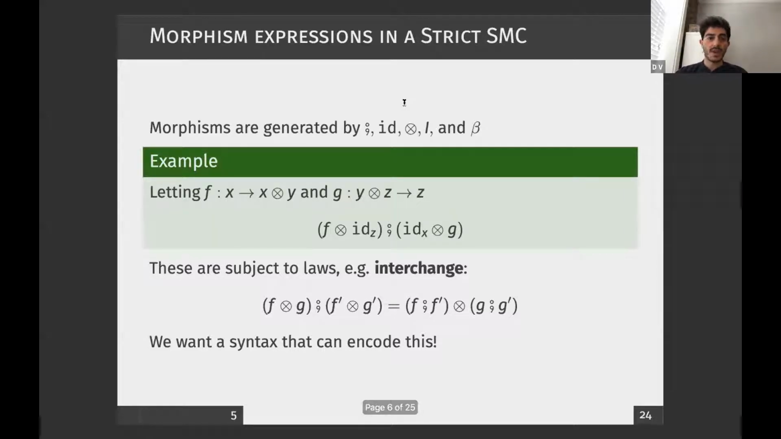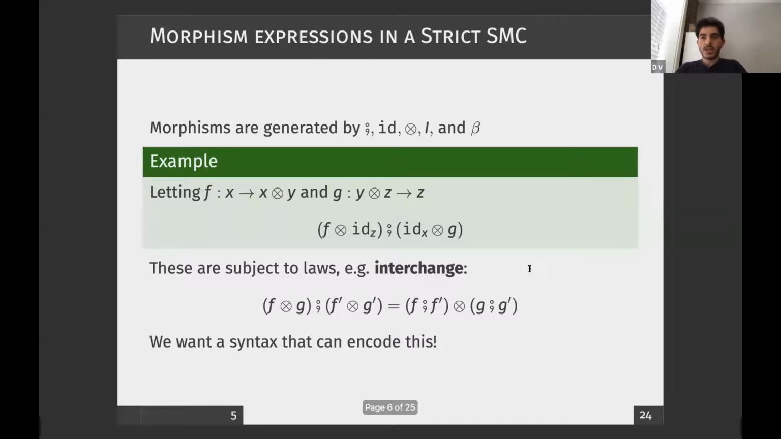For example, if F is a morphism from X to X tensor Y, and G is a morphism from Y tensor Z to Z, we can write down morphisms like F tensor ID_Z, composed with ID_X tensor G. And just like in the monoid world, where things were subject to associativity and unitality, we have things like the interchange law. That's sort of the distributive law of how tensor and composition interact with each other. If we tensor F and G and then compose with F prime tensor G prime, that's the same thing as doing F composed with F prime, tensor G composed with G prime.